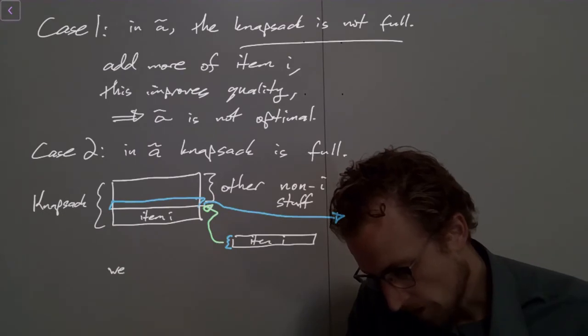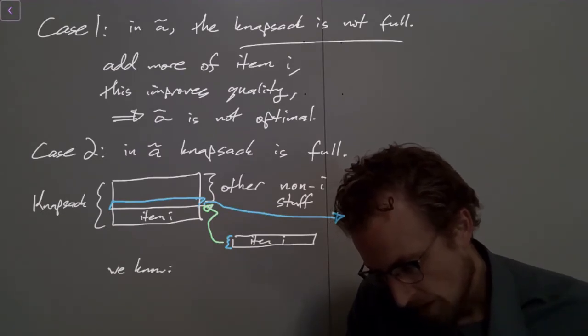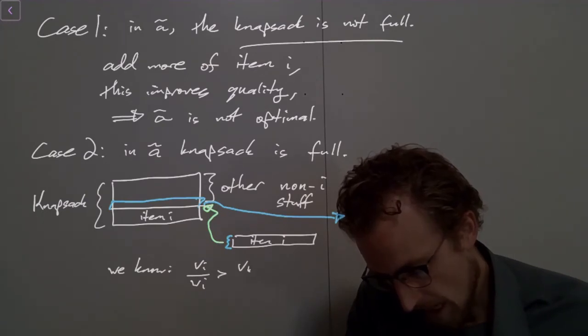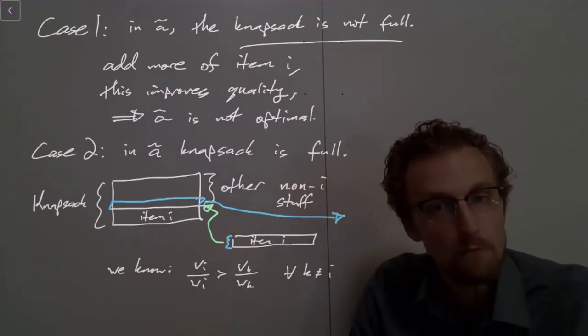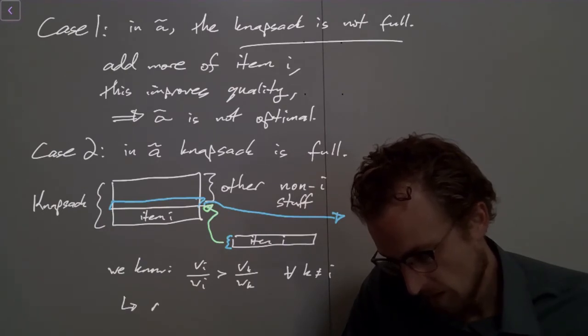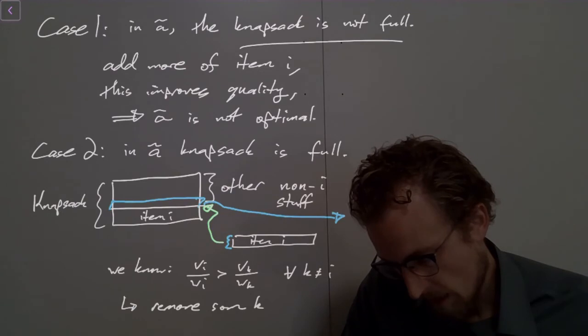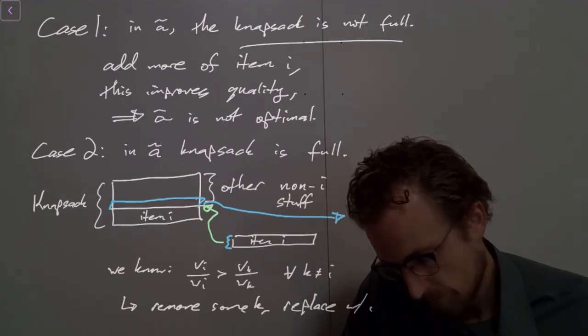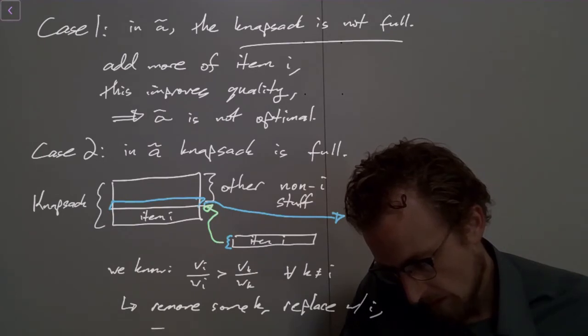So we know that V_I over W_I is greater than V_K over W_K for all K that are not equal to I. Okay? So remove some K, replace it with I, and you improved. Right? What does this mean? Remove some K, replace with I, and better off.